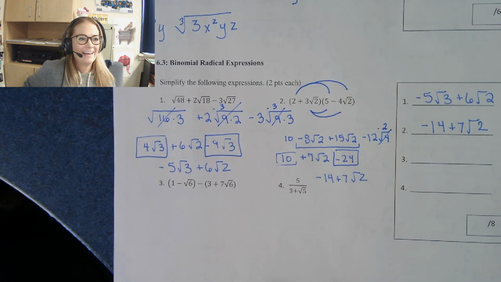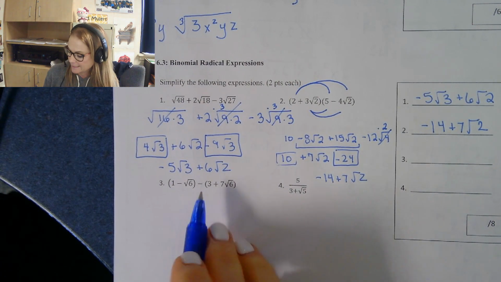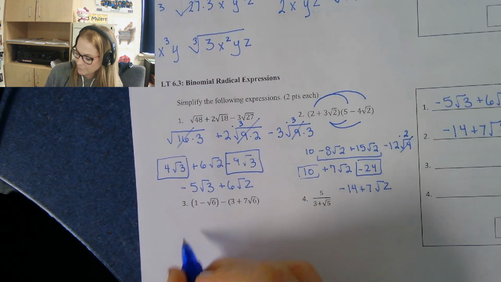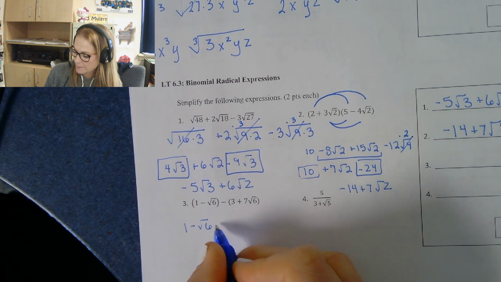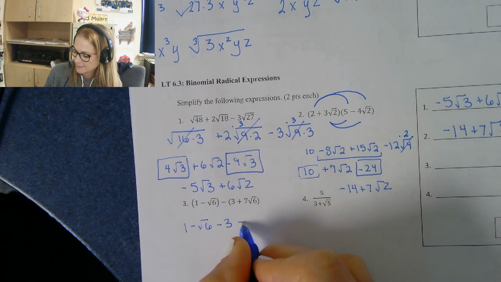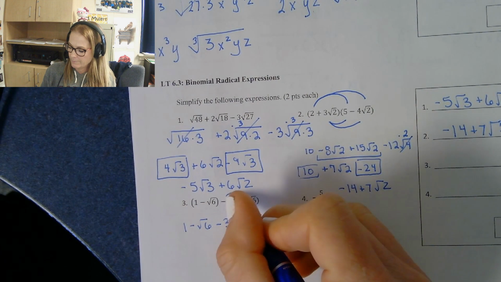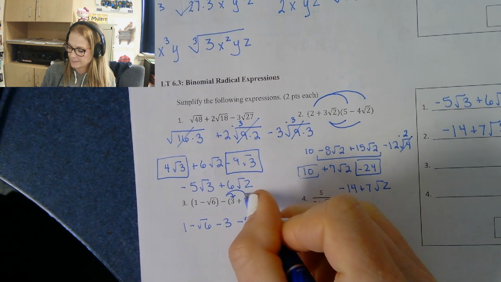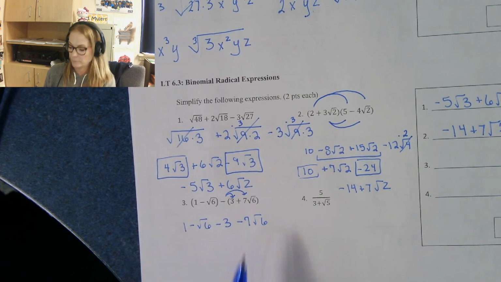Okay, the next one looks like it's a binomial times a binomial, but it's not. This has a subtract sign in between. So this is just 1 minus root 6 minus 3 minus positive 7 root 6. So really you want to minus off the 3 and minus off the 7 root 6. So this is actually 1 minus root 6 minus 3 minus 7 root 6.